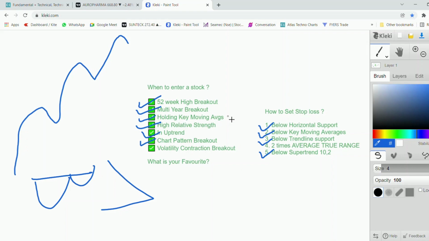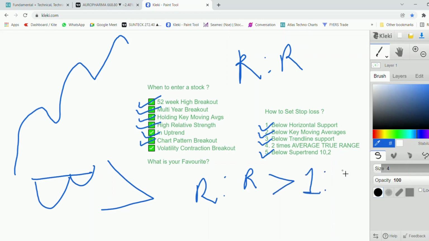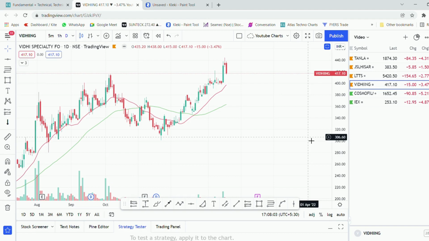Always keep in mind, stop loss is a very important part of trading, and one should never ignore a stop loss. Keep in mind the risk to reward ratio of a particular stock. If the RR ratio is greater than 1:2, then only it is a good or profitable strategy over a longer period of time. Hence, always keep in mind the risk to reward ratio, the stop loss, and the position sizing whenever you are entering a particular stock.